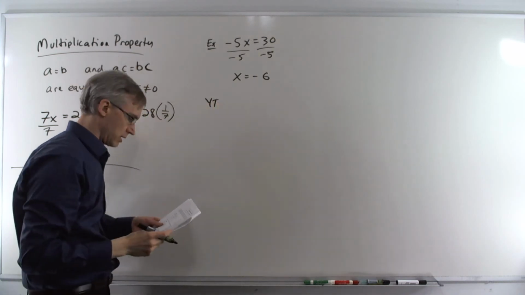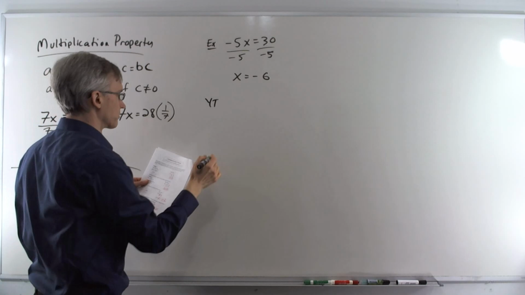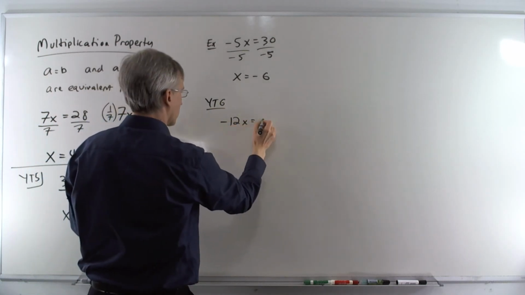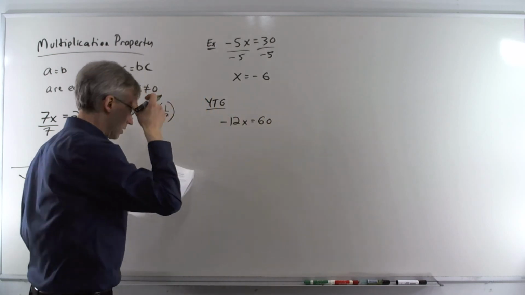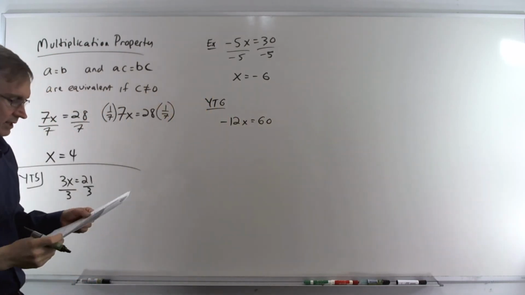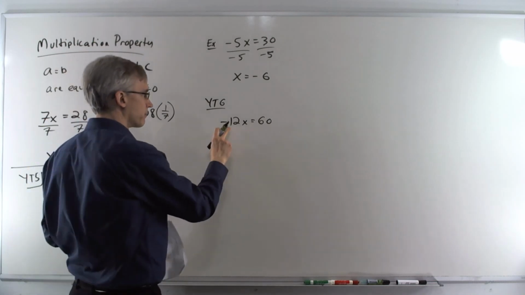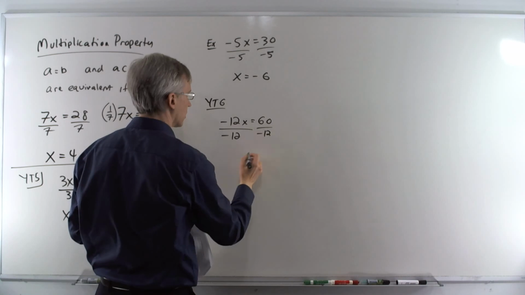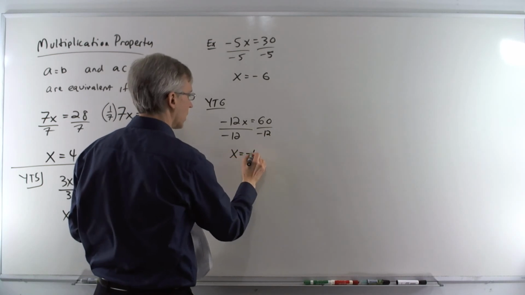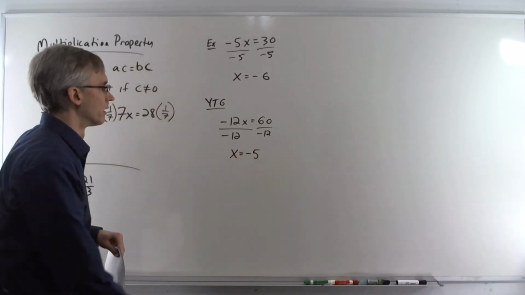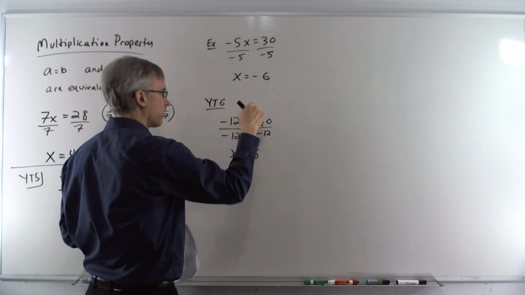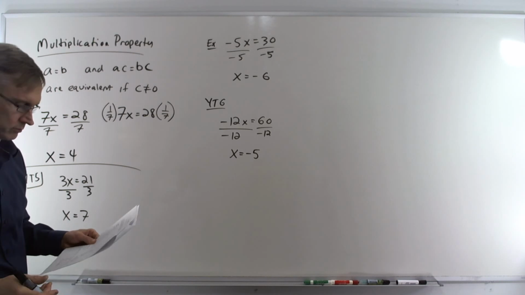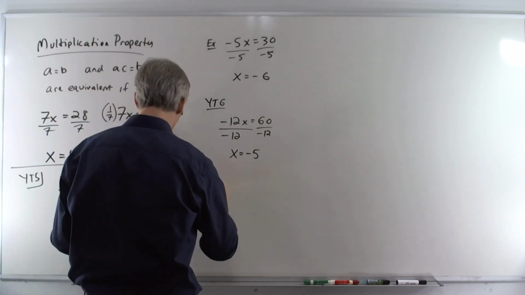Next up, your turn, number 6. Negative 12x equals 60. Divide by the coefficient on the x. And we get x equals negative 5. Plugging it back in, negative 12 times negative 5 is positive 60. Now sometimes we'll get a fractional answer.